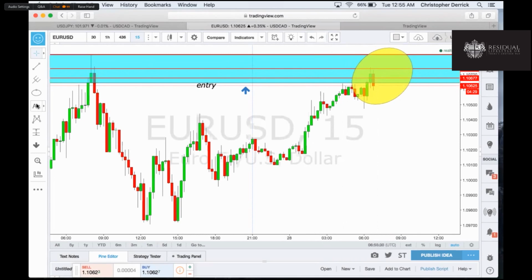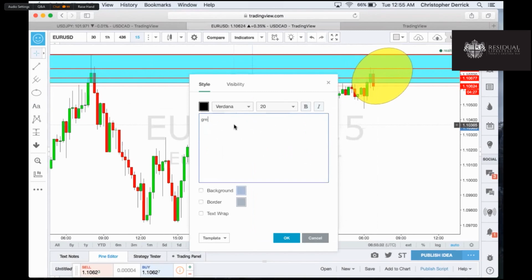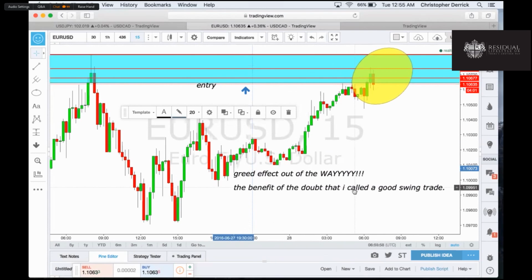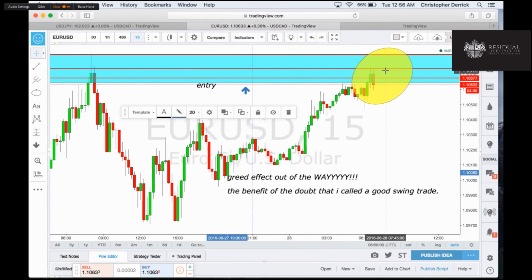I get the greed effect out of the way, and I also get the benefit of the doubt that I called a good swing trade. It's like I either could wake up and it hits my stop loss, or wake up and I'm 100 pips in profit. Either way, I win. You know what I mean?